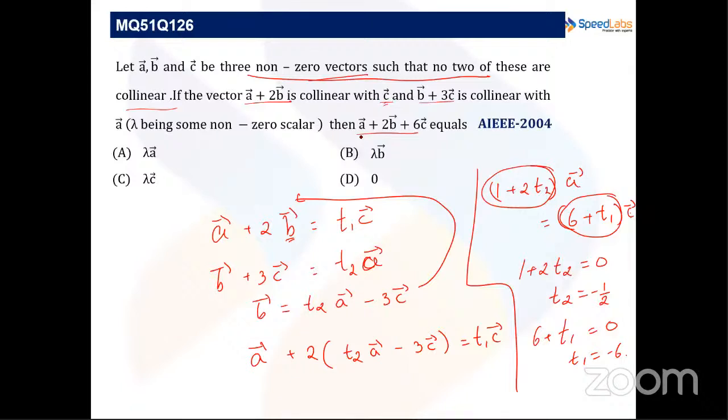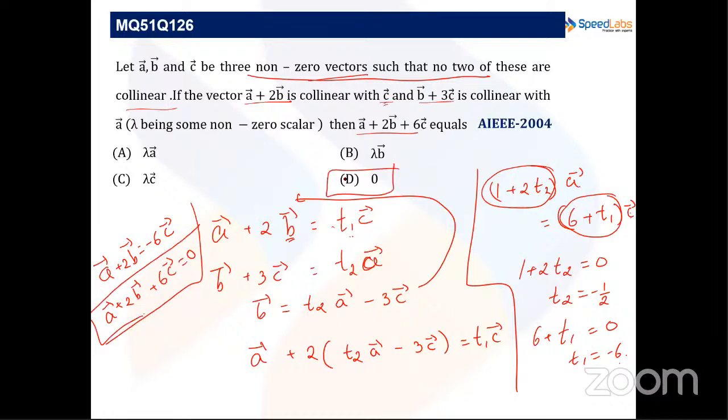Now we need to find the value of a plus 2b plus 6c. So putting T1 as minus 6, we will get a plus 2b equals minus 6c, that is a plus 2b plus 6c equals 0. So our correct answer will be option D.